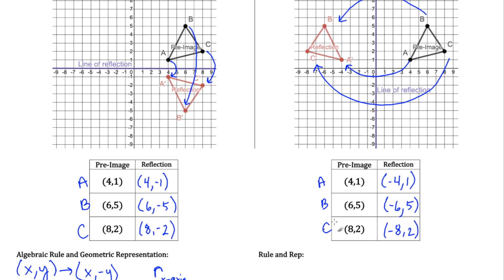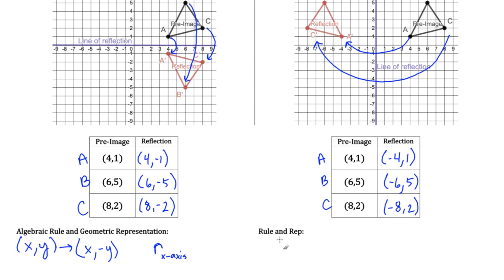Now let's represent this using the algebraic rule. So x, y became, so the x's were 4, 6, and 8. They become negative 4, negative 6, negative 8, so that's negative x. Once again, remember that if these were negative, they would have become positive. This negative just means it's the opposite sign. And then the y stayed the same. And then we would show it geometrically, putting a lowercase r, and then the y-axis.